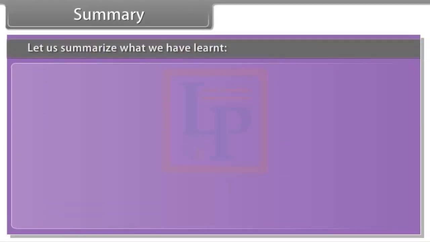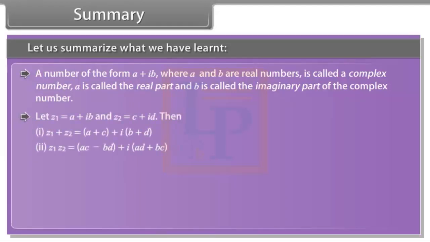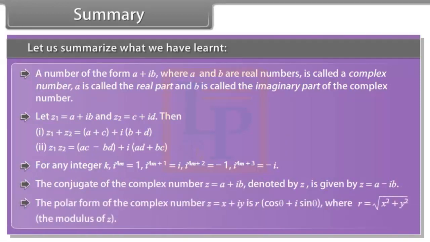Summary. Let us summarize what we have learned. A number of the form a plus b iota, where a and b are real numbers, is called a complex number. A is called the real part and b is called the imaginary part of the complex number. The conjugate of the complex number z is denoted by z bar. The polar form of the complex number is r into cos theta plus iota sin theta, where r is the modulus and theta is the angle.